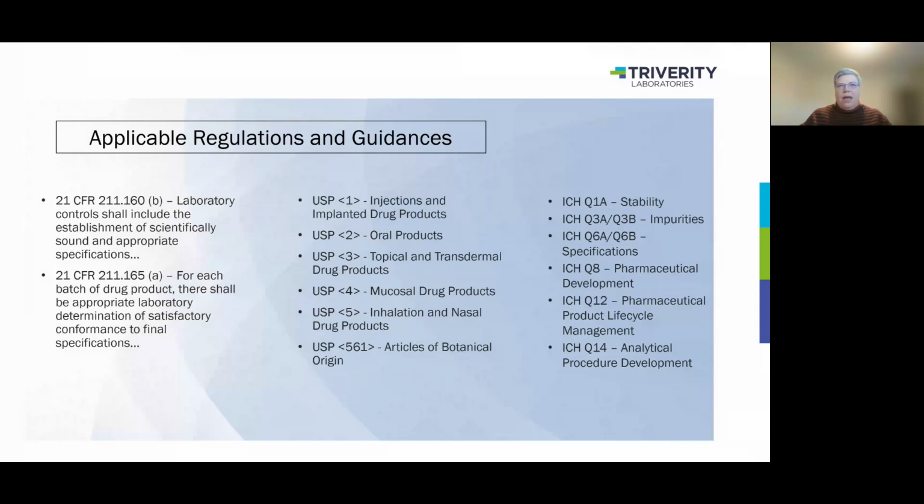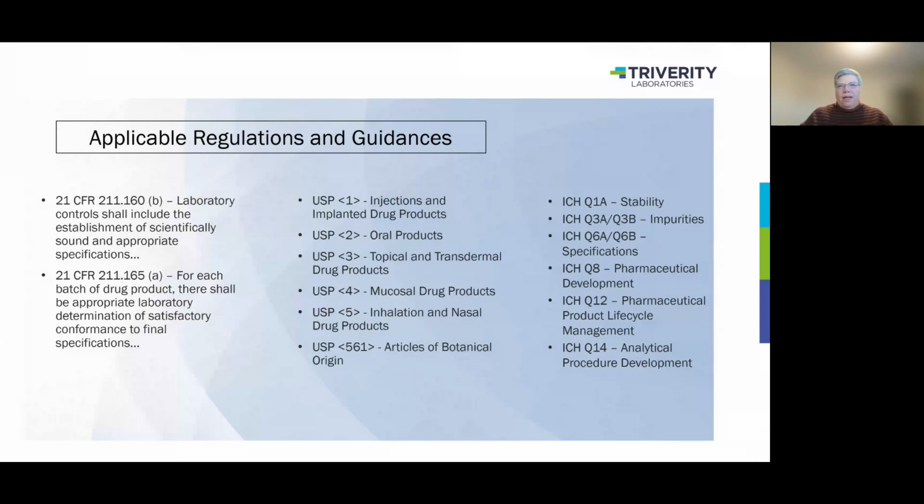There are a lot of guidances in the USP regarding specifications, specifically around different dosage forms. You can see there, I just put USP 1 through 5. There's other ones too. USP 1 is for injections and implanted drug products. I spent a lot of time in my previous job on USP 3 for topicals. There's also USP 561 for articles of botanical origin that talks about drug products that are manufactured from plant material.